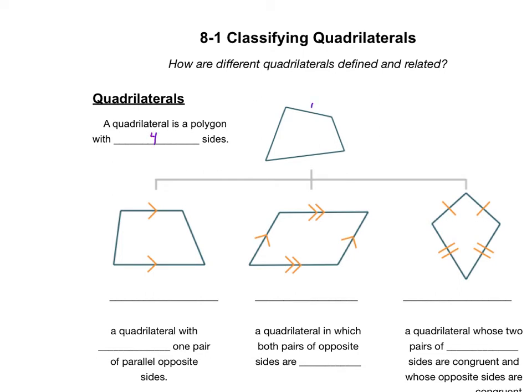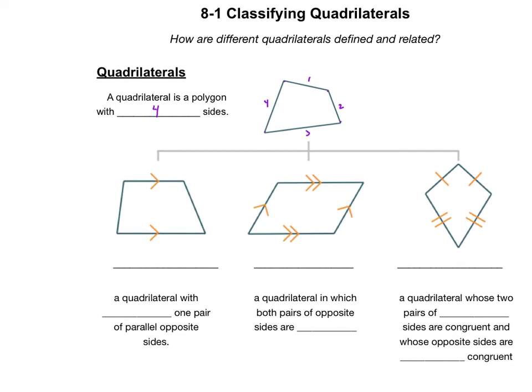We look here, we've got 1, 2, 3, 4. A polygon is a closed image on a two-dimensional plane, and in this case it is closed where we have four vertices where it comes together. So as we look at the different types of quadrilaterals, right here, we have a trapezoid.